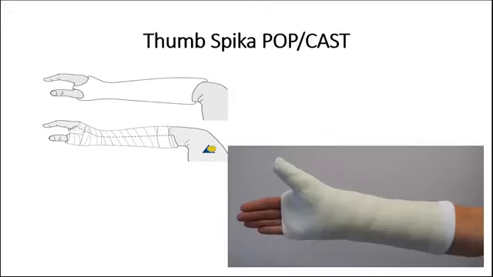This is a thumb spica. This is commonly used for the first ray, starting with the scaphoid, the first metacarpal fractures or dislocations, or soft tissue injuries. Again, look at the position and the margins. Okay.